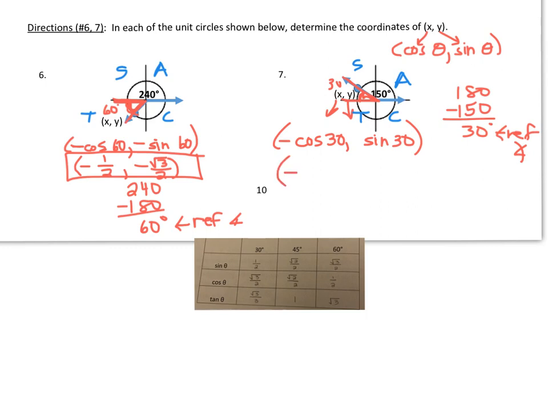So I'm going to bring down my negative. I just bring this down. And cosine of 30, here's cosine and here's 30, is equal to radical 3 over 2. Okay, and then this is positive. So sine of 30, here's sine and here's 30, is equal to 1/2. Okay, so these are the coordinates. If you were to go 150 degrees along the unit circle, you would have to go back radical 3 over 2 units, and that's why this is negative, and then you'd have to go up 1/2, and that's why this is positive.